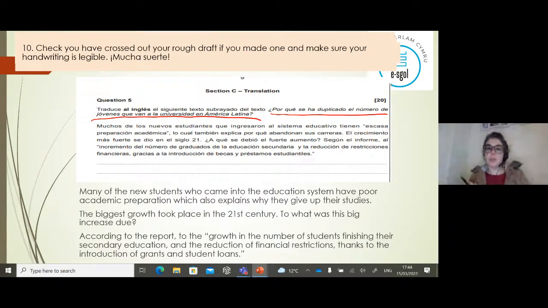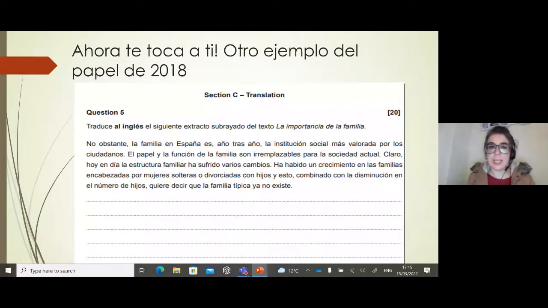So we put another example in here from 2018. I'm going to leave this here for you. If you are listening from home, it's worthwhile to pause this, have a look at the steps and try to translate the text following the steps.